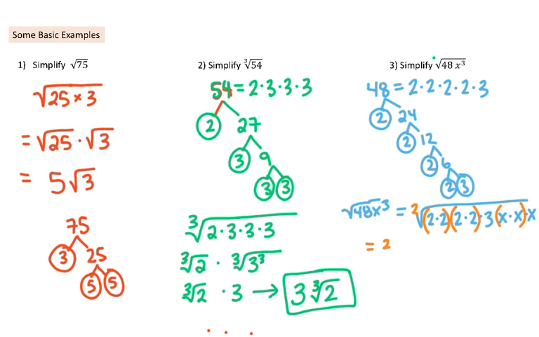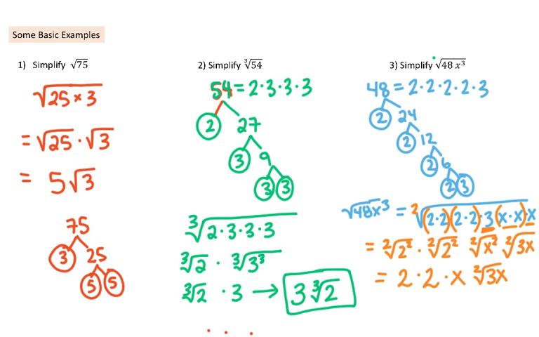So this becomes the square root of 2 squared. That's the first group. We have another group, the square root of 2 squared. We have this group, which is the square root of x squared. And don't forget, we still have all the leftovers, which here is 3x. There's no way to group those in any groups of 2. So each one of these will simplify. The square root of 2 squared is just 2. Another one, the square root of 2 squared is 2. The square root of x squared is x. And the square root of 3x, we can't simplify any further.